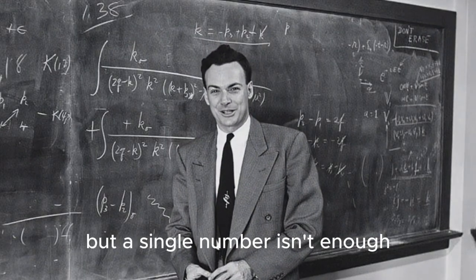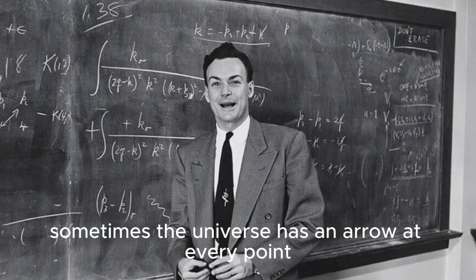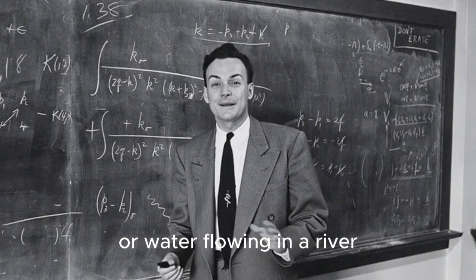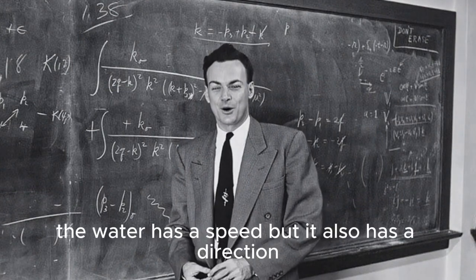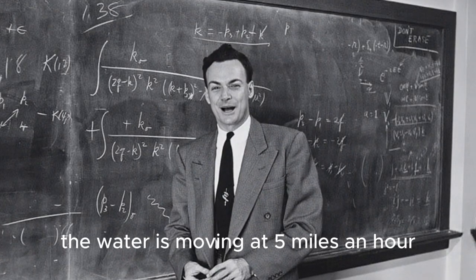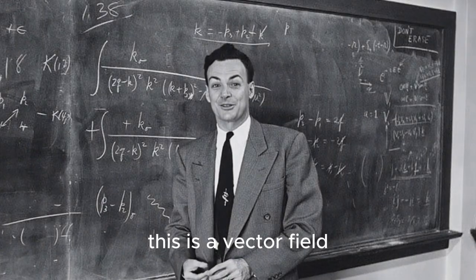But a single number isn't enough for the interesting stuff. Sometimes the universe has an arrow at every point. Think about a rotating object or water flowing in a river. At every single point in that river, the water has a speed, but it also has a direction. It's going somewhere. You can't just say the water is moving at 5 miles an hour. You have to say 5 mph downstream. This is a vector field.